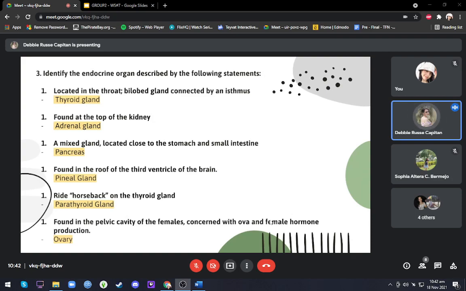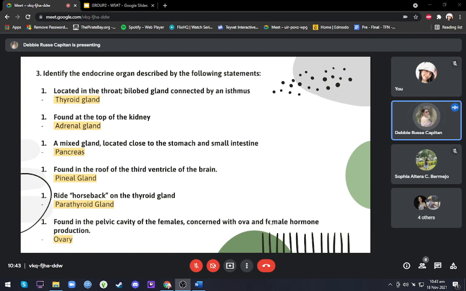Next, found at the top of the kidney. Our answer is the adrenal gland. Next, the gland located close to the stomach and small intestine. Our answer is pancreas. Next, found in the roof of the third ventricle of the brain. Our answer is the pineal gland. Next, rides horseback on the thyroid gland. Our answer is the parathyroid gland.